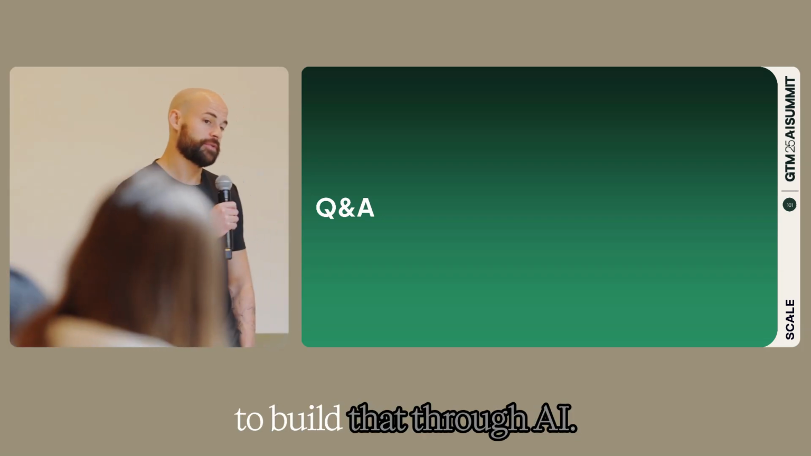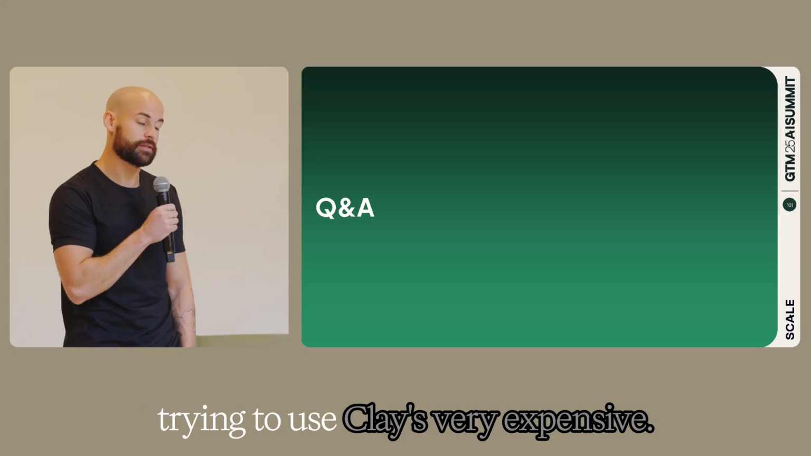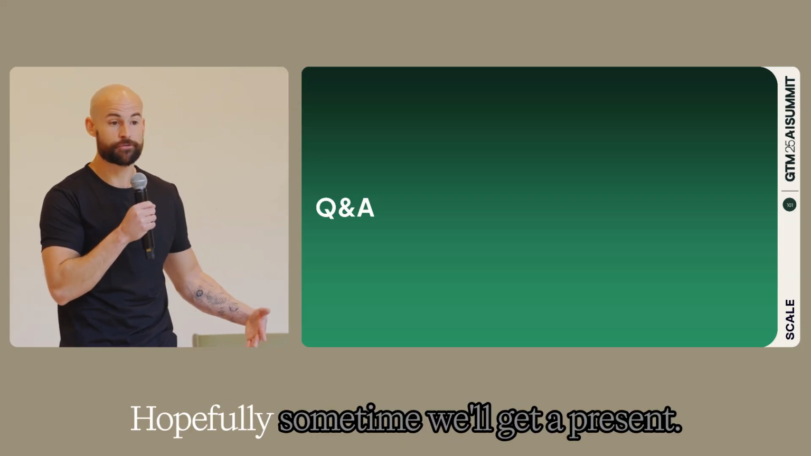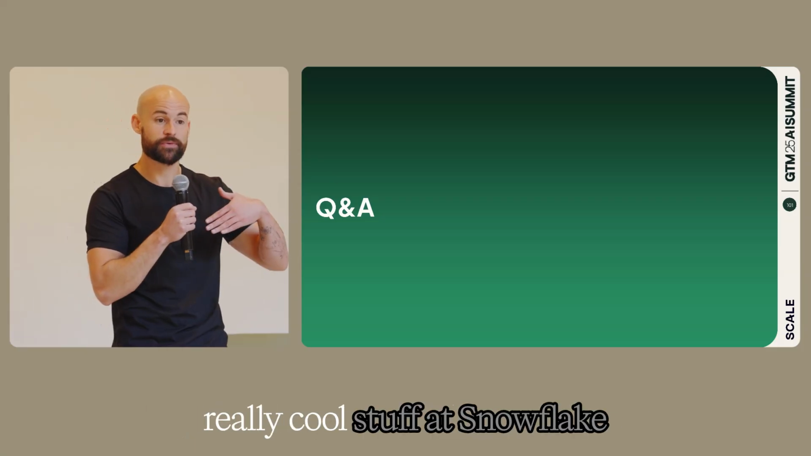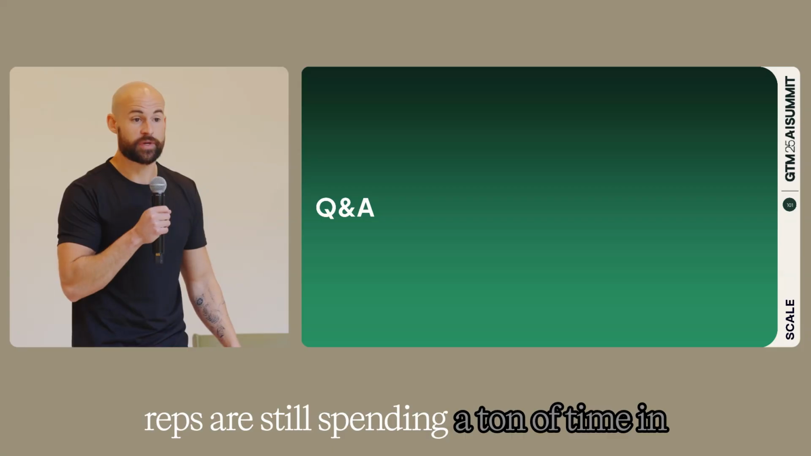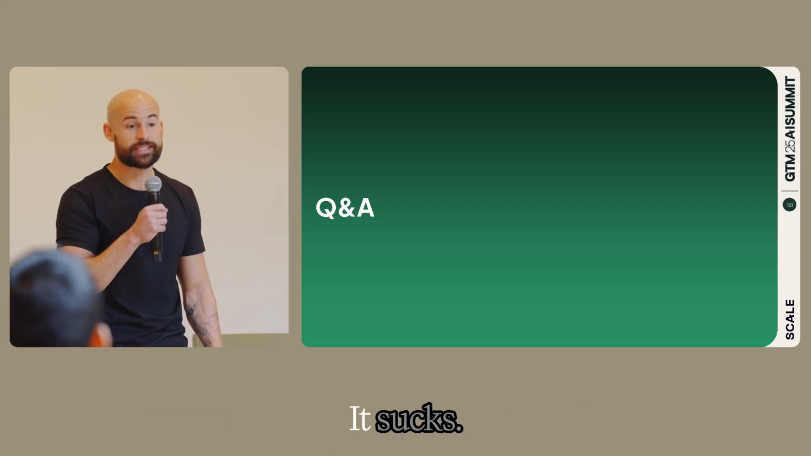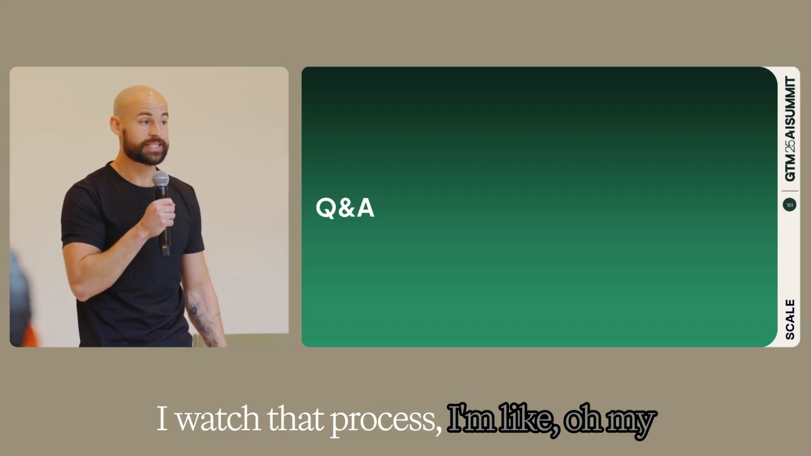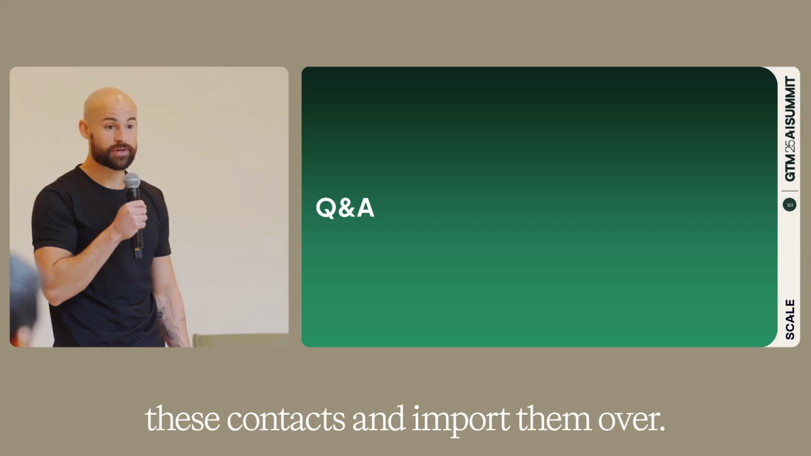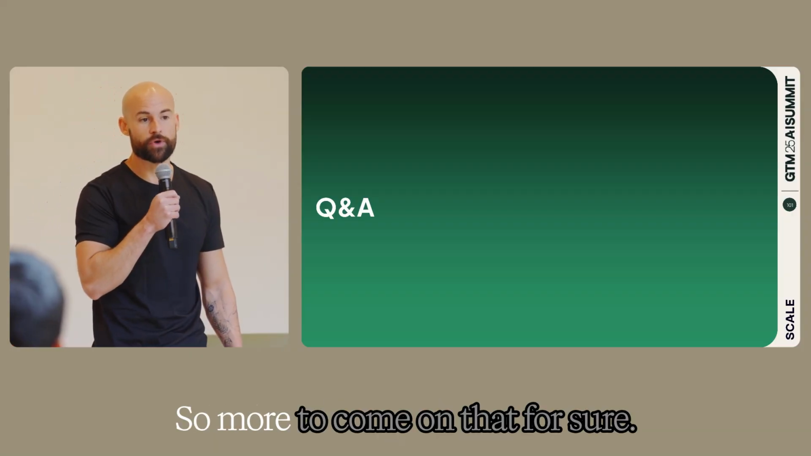We're working on trying to build that through AI. It's complicated because there's obviously a lot of people out there. So we're trying to use Clay. It's very expensive. It's an awesome platform. So we're trying to find out the most cost-effective way. Hopefully sometime I'll get to present. I think we're working on some really cool stuff at Snowflake that's helping pull that in. But to answer your question, our reps are still spending a ton of time in Sales Navigator trying to find people and importing them in. It sucks. I feel for them. I watch that process and I'm like, oh my God. Every day you go in, you click these contacts and import them over. This sucks. So we're definitely trying to find more ways to get that in. More to come on that for sure.